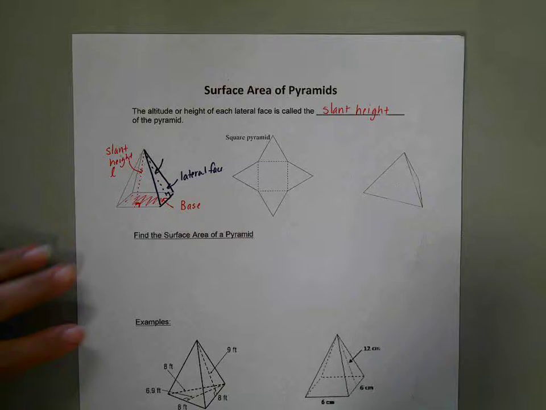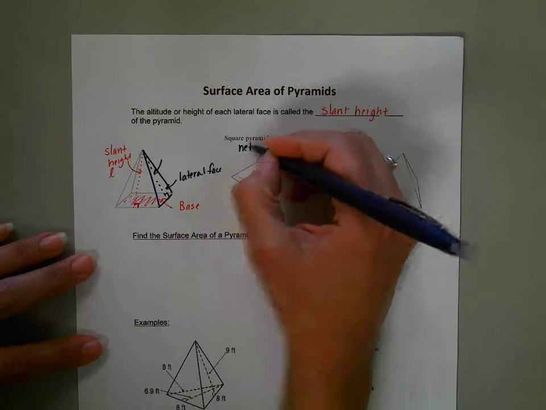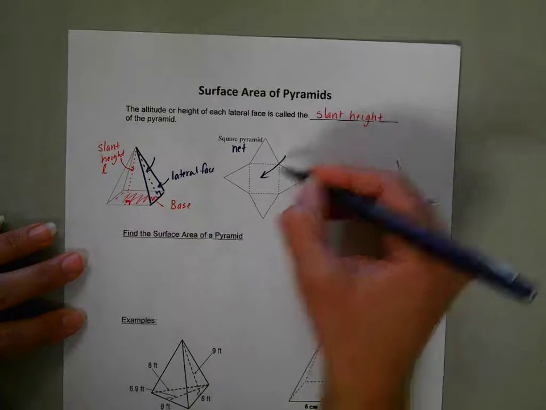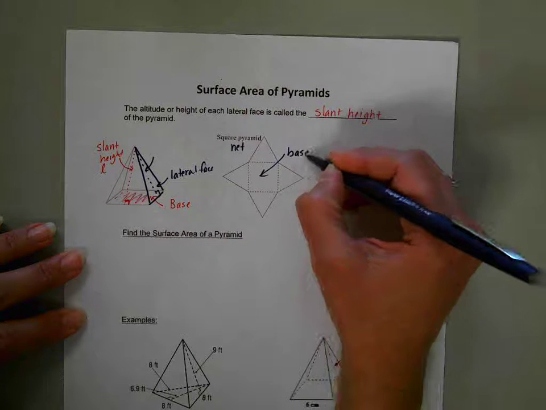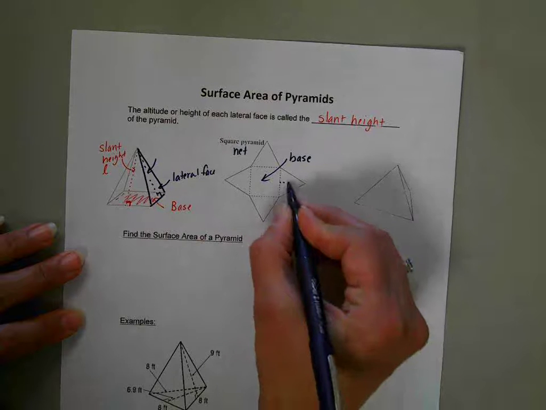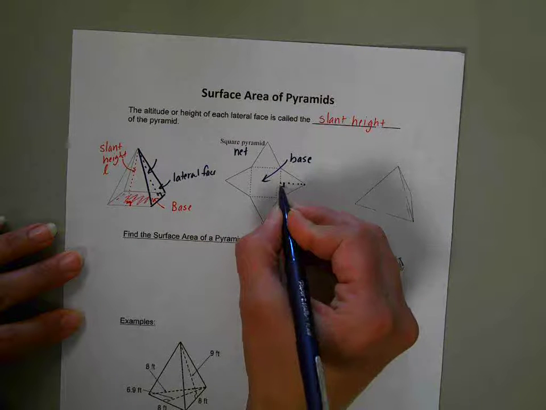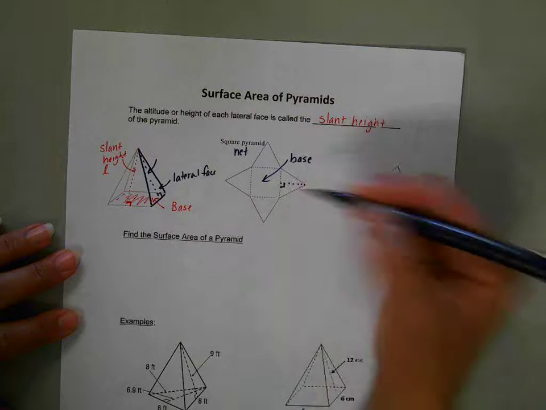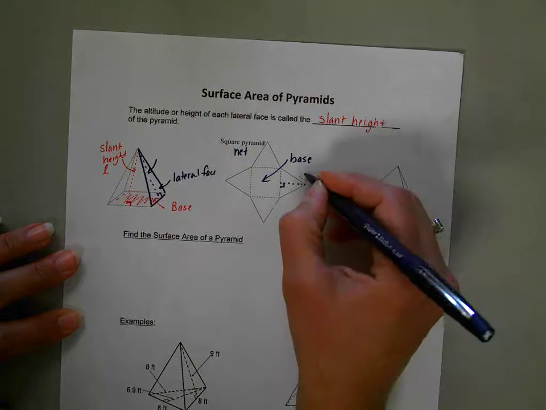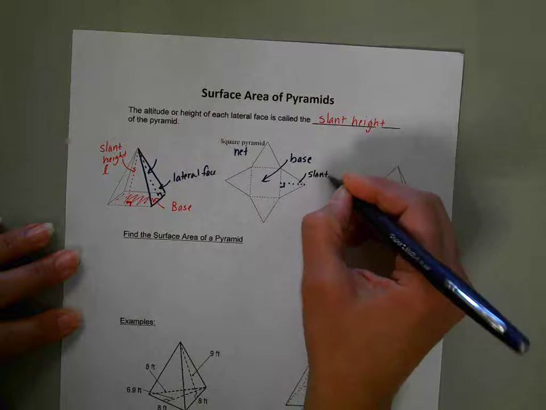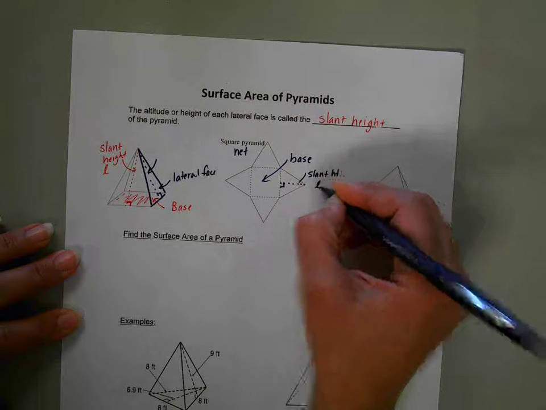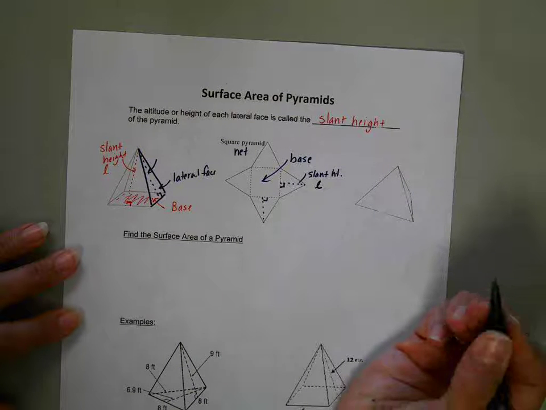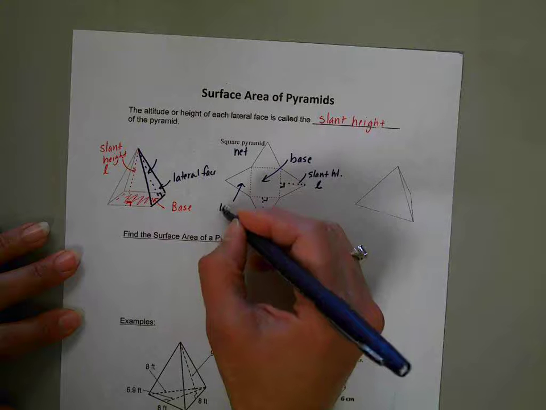Okay, let's look at the net of a square pyramid. May help you see the different parts of it. So this is our base. Again, our slant height goes from the vertex, forms a perpendicular line with the base here, the edge. So this is also our slant height. There's a slant height on each one of these lateral faces. This is a lateral face.